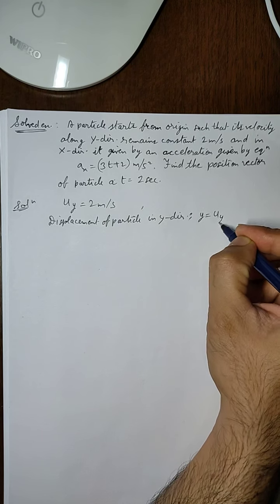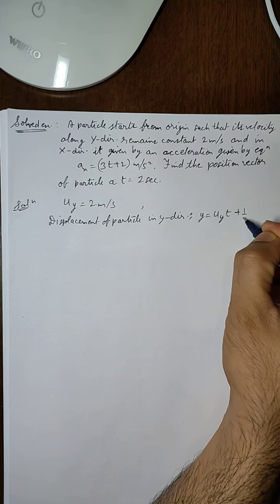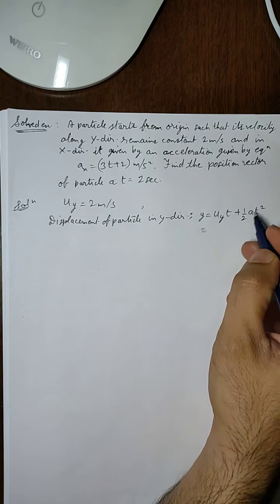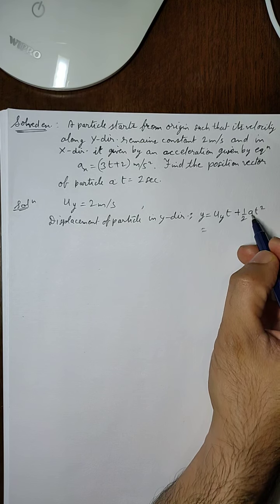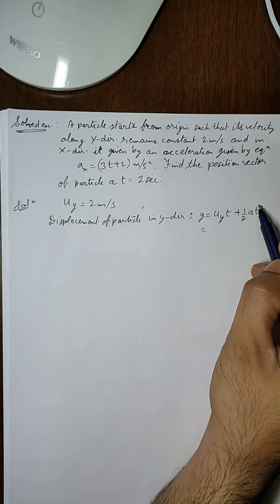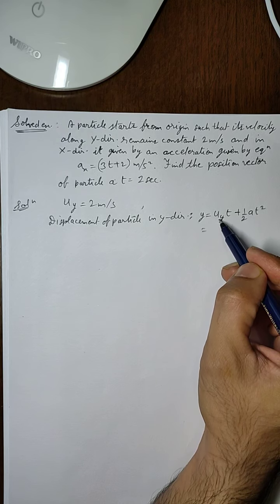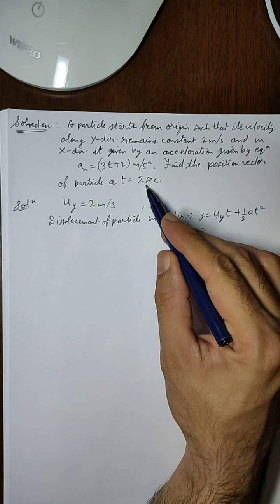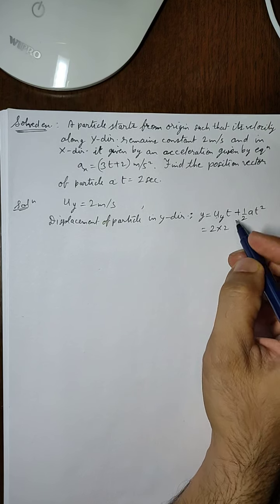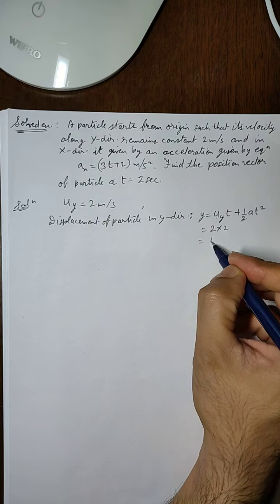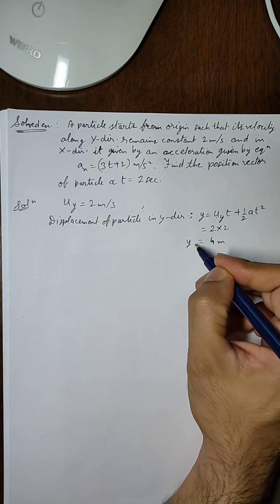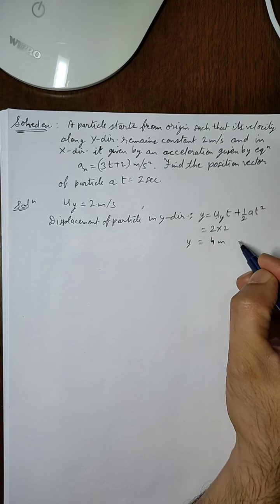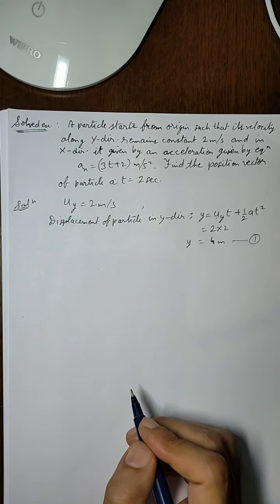So it will be equal to y equals uy t plus half a t square. There is no acceleration along y-axis, the velocity is constant. That means this part will become 0, and all that is remaining will be 2 into t, and since t is 2 seconds, it will be 2 into 2, so it will be 4. The position of particle along y direction will be 4 meter. Let this be your first equation.